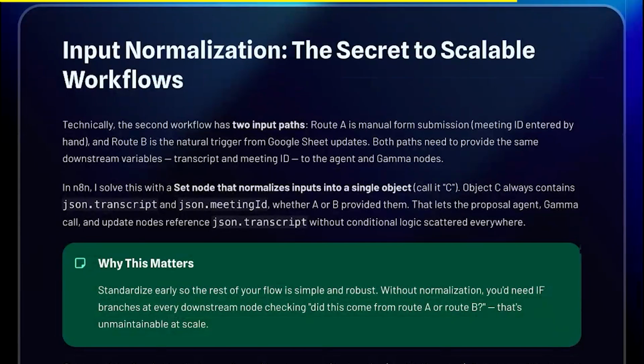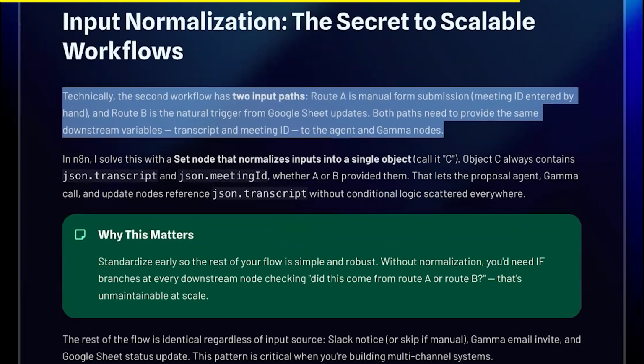Why do we need to stabilize and make this scalable? Technically, the second workflow has 2 input paths. There's route A, which is manual with the form submission, and route B, which is the natural trigger from Google Sheets. Both paths need to provide the same downstream variables, the transcript and meeting ID, to the agent and Gamma nodes. In n8n, I solve this with a set node that normalizes input into a single object. So object C always contains JSON.transcript and JSON.meetingID, whether A or B provided them.